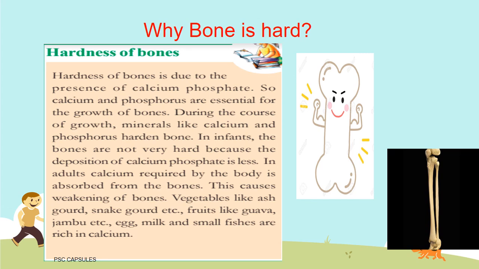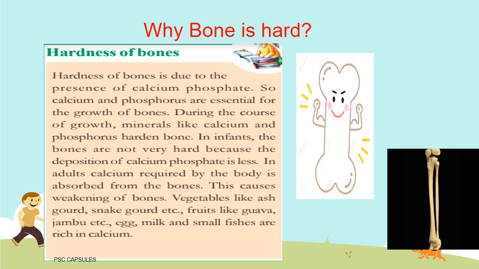But as you grow up, when you become an adult, the calcium required by the body is absorbed from the bones. This can cause weakening of bones. When this weakening process reaches a certain stage, it is called osteoporosis. Osteoporosis is a disease that weakens bones to the point where they break easily. Osteoporosis is also called a silent disease.